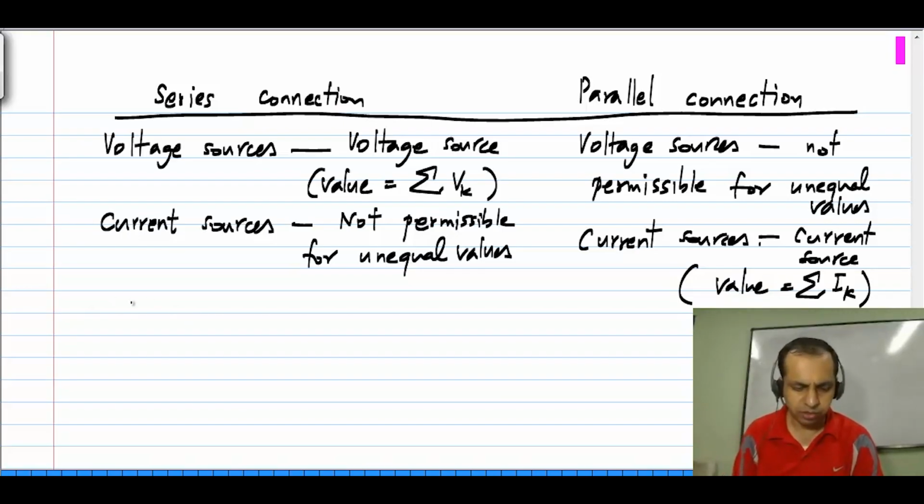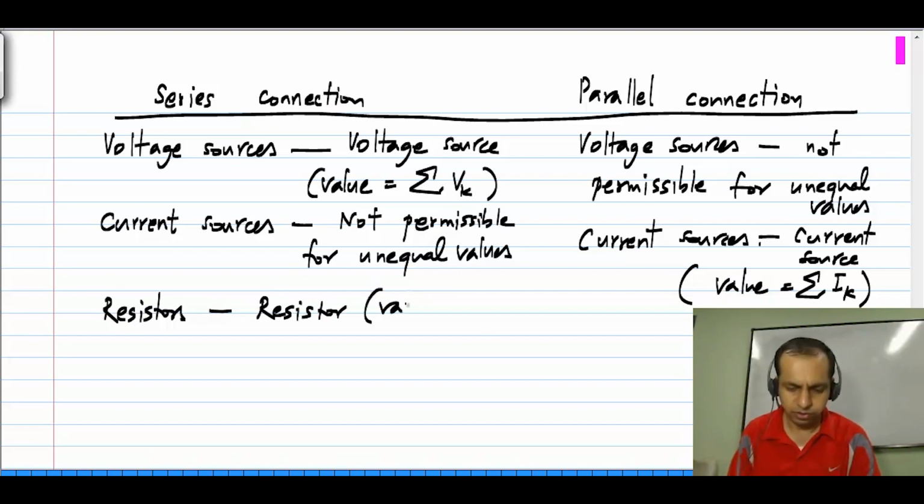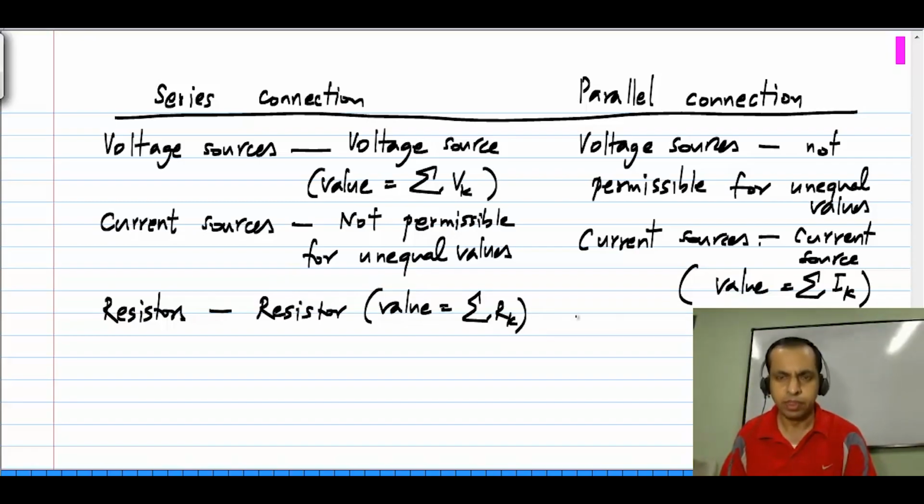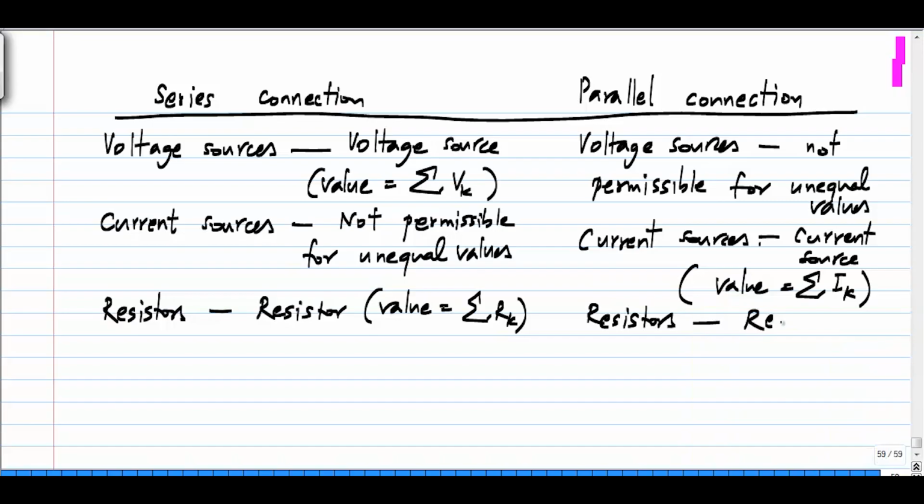Now, if you take other elements, if you take a series connection of resistors, the result is of course still a resistor whose value is the sum of individual resistances. Similarly, if you take a parallel connection of resistors, the result is still a resistor whose value is the sum of individual conductances. That is, the conductance of the resulting resistor is the sum of individual conductances.